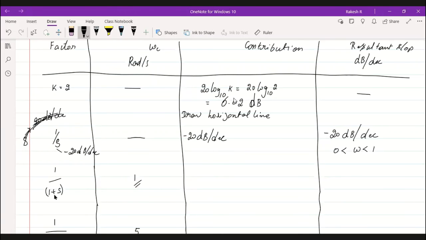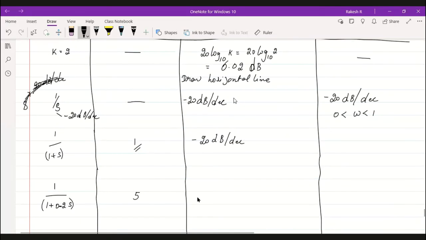That is 1 divided by 1 plus S. For 1 divided by 1 plus S, again we will have the same minus 20 dB per decade. Always remember, either it might be a simple pole or a pole at origin, for both the cases you will have minus 20 dB per decade only.